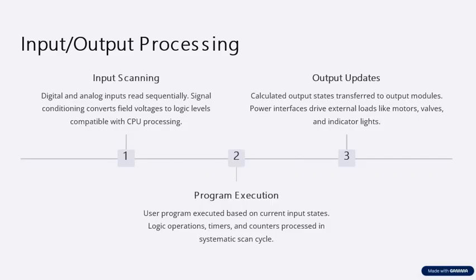The input-output processing in the PLC mainly consists of input scanning and output update. In between them is the program execution. The user program executes based on the current input state, with logic operations, timers, and counters processed in the system scan cycle.